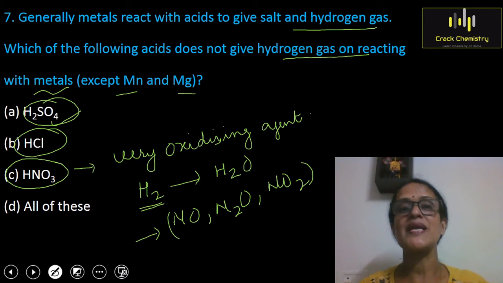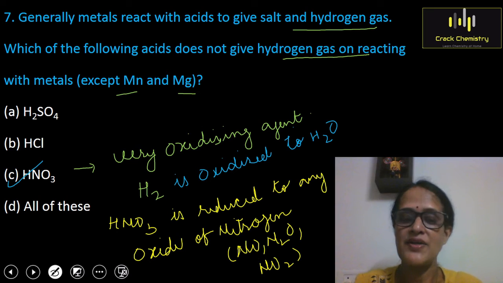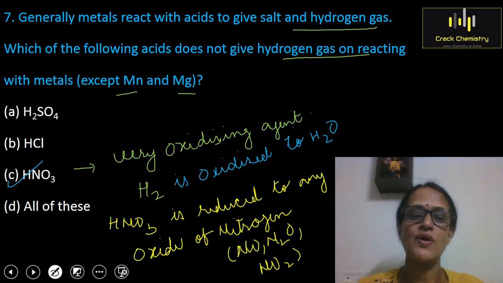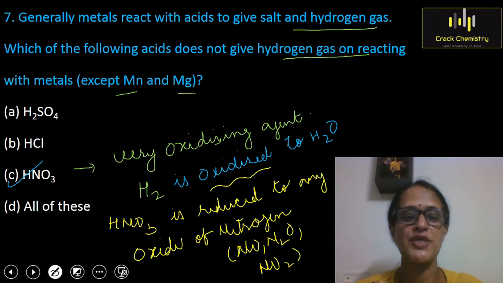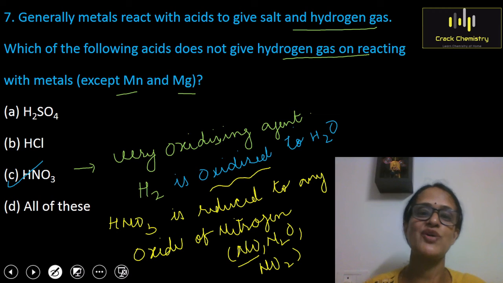So now you know that the correct option is nitric acid, option C. Because it's a very strong oxidizing agent, it oxidizes hydrogen to water. And itself it is reduced to any oxide of nitrogen. It can be reduced to NO, which is nitric oxide, to N2O, which is nitrous oxide, or to NO2, which is nitrogen dioxide.